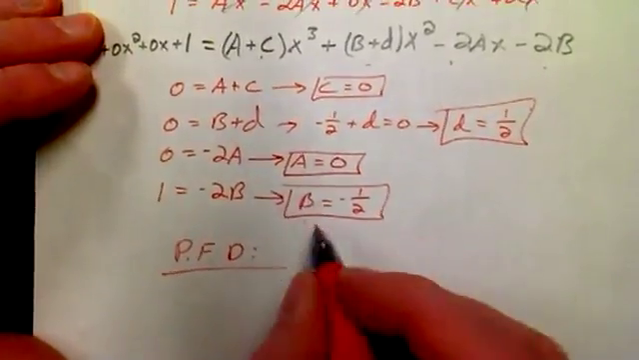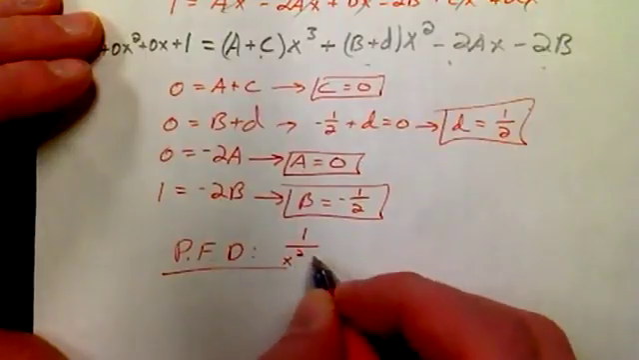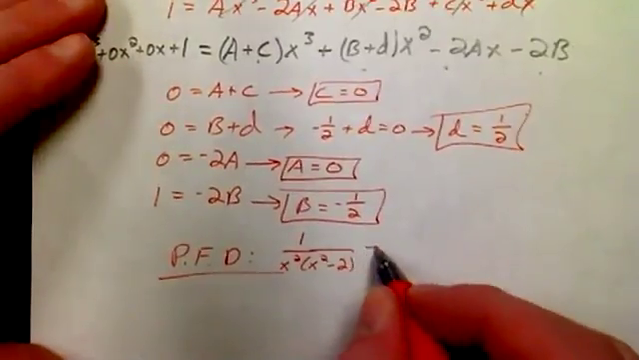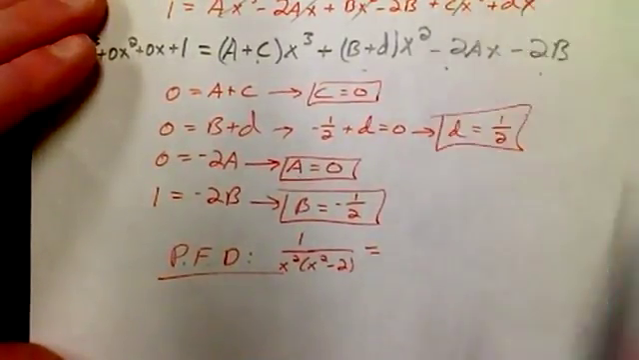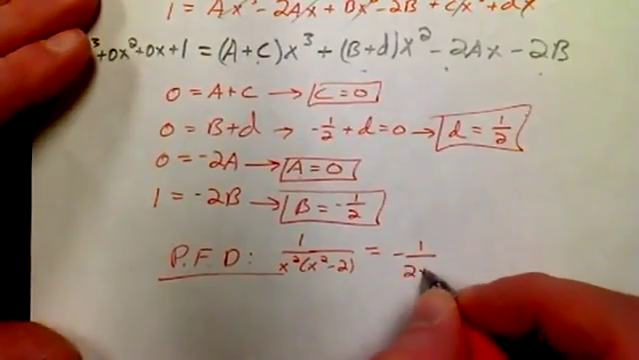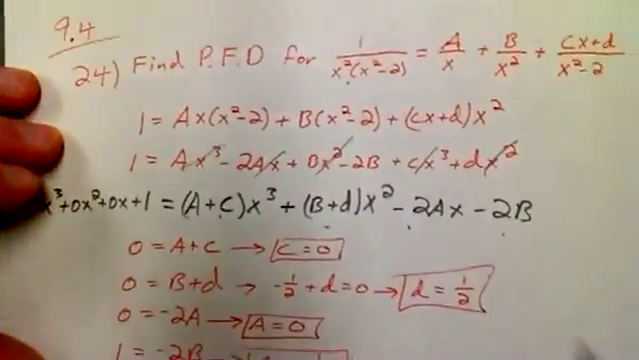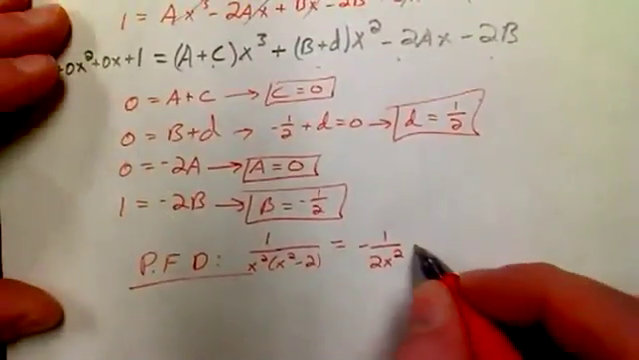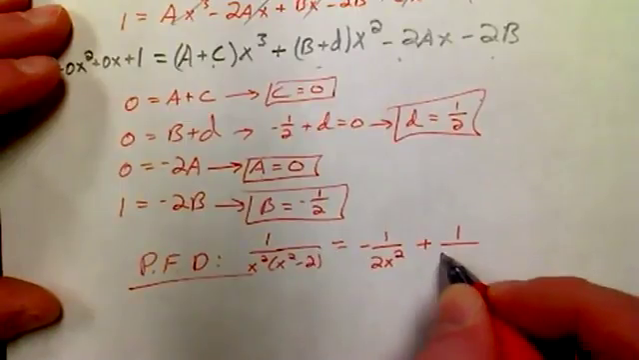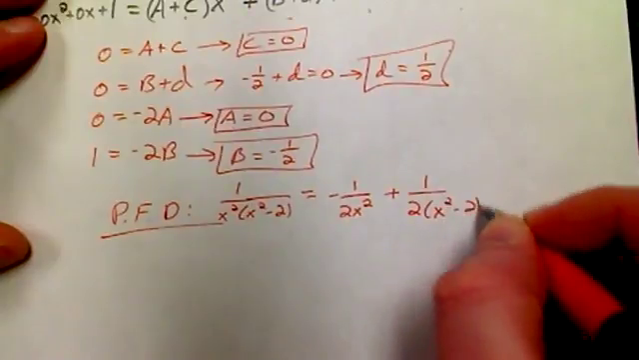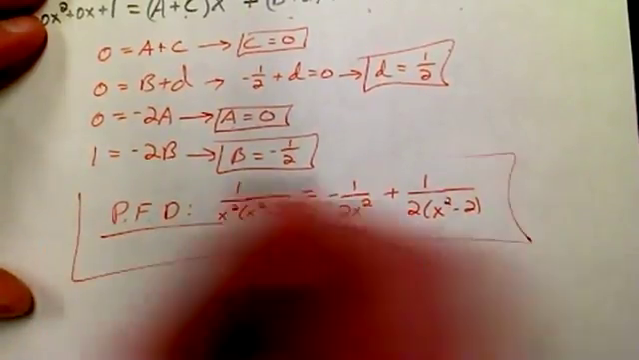Okay, so this thing I started with, 1 over x squared times x squared minus 2. If I wanted to write it as separate fractions, that would be, let's see, A is 0, so I have nothing over just an x. B, that was negative 1/2, so I have negative 1 over 2x squared. Once again, that came straight from just putting B in here. C is 0, so I have no Cx plus D. Well, D is 1/2. Plus D, that's 1/2, and that's over the x squared minus 2. So there's that partial fraction decomposition for that problem.